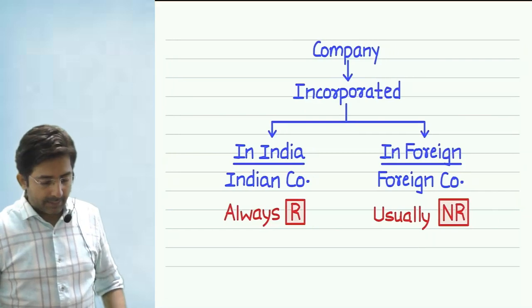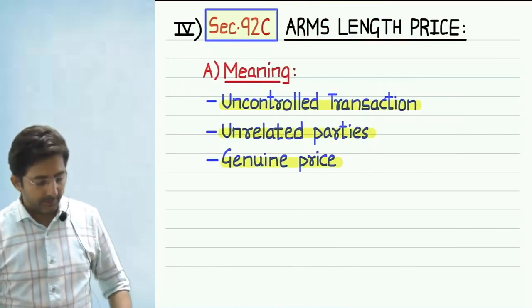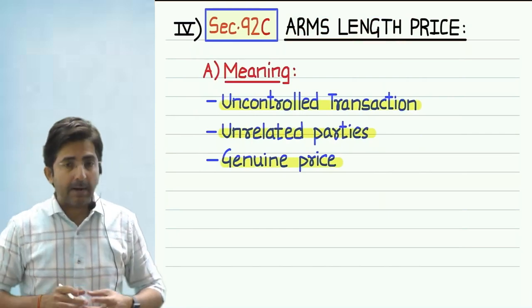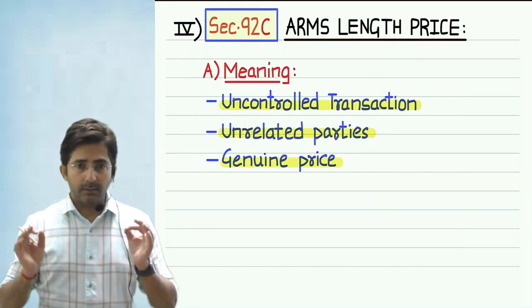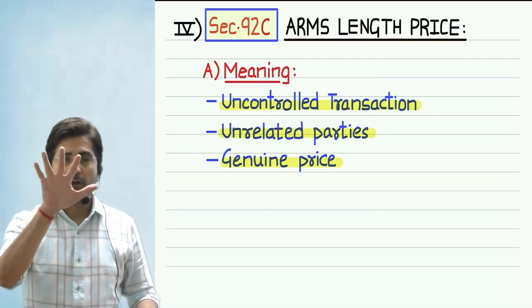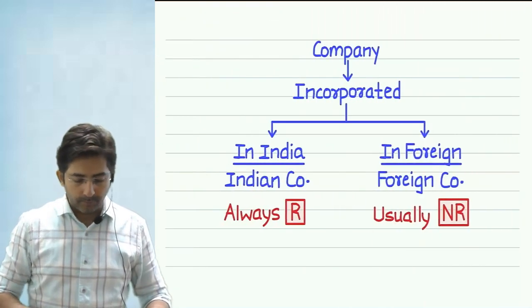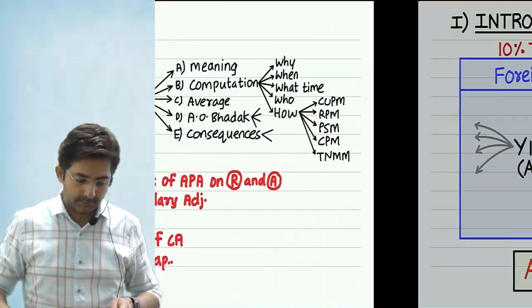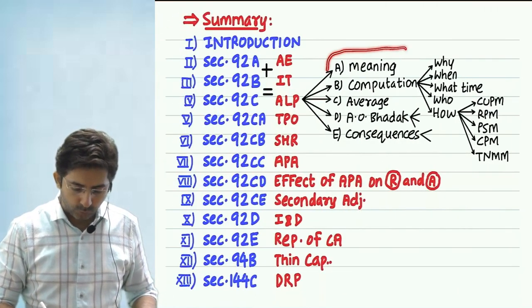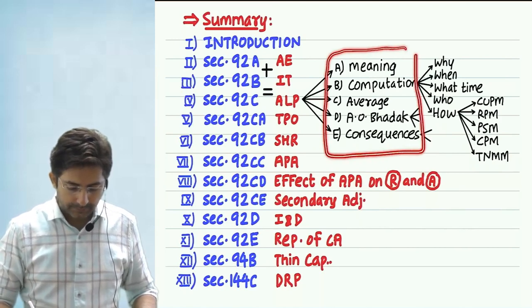Okay, see here in transfer pricing, we have started with section 92C. 92C is what? Arm's length price. Now the theory of arm's length price is broadly divided into 5 parts. You remember what are those 5 parts? Look at this. Theory of arm's length price is divided into 5 parts like this.